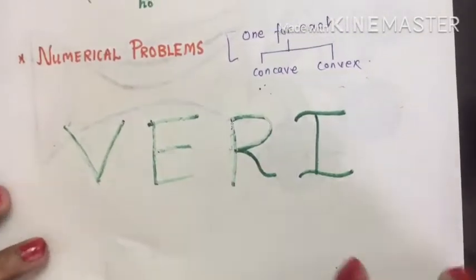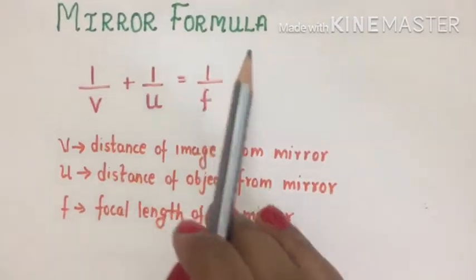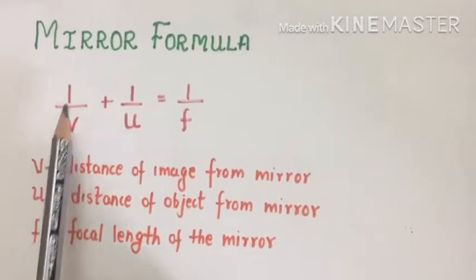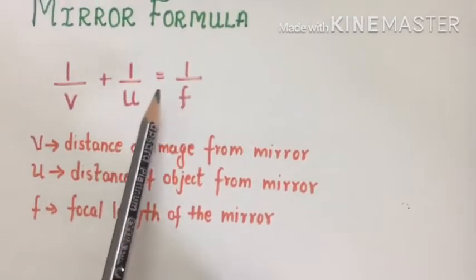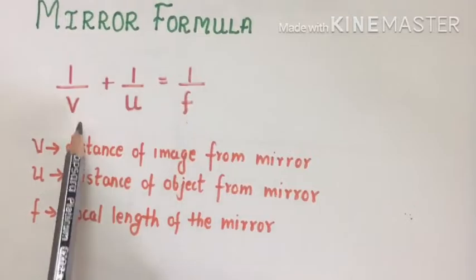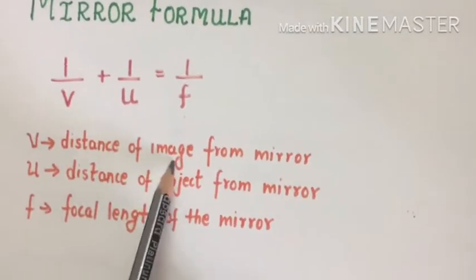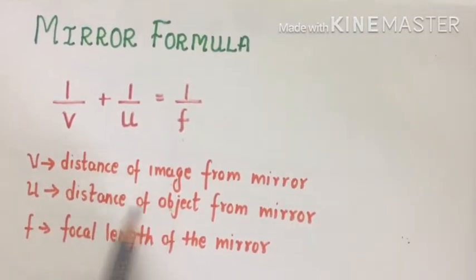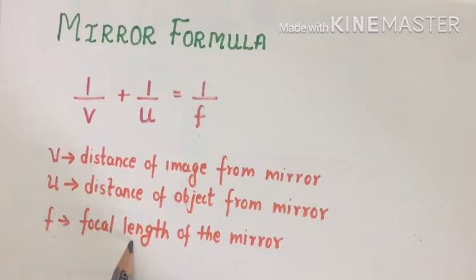Okay, just wait. First we'll start with the mirror formula. According to mirror formula, 1 by V plus 1 by U is equal to 1 by F, where V is the image distance, U is the object distance and F is the focal length of the mirror.